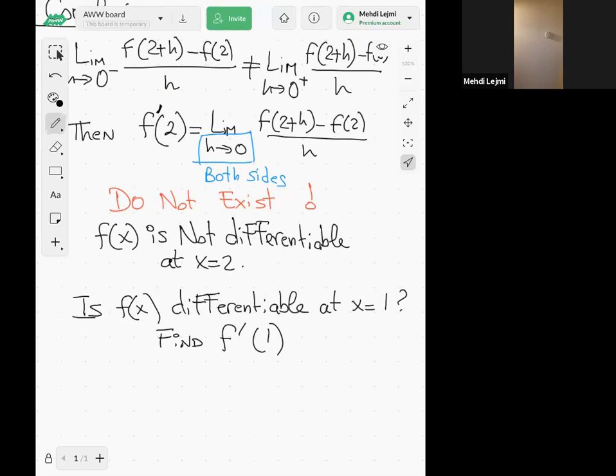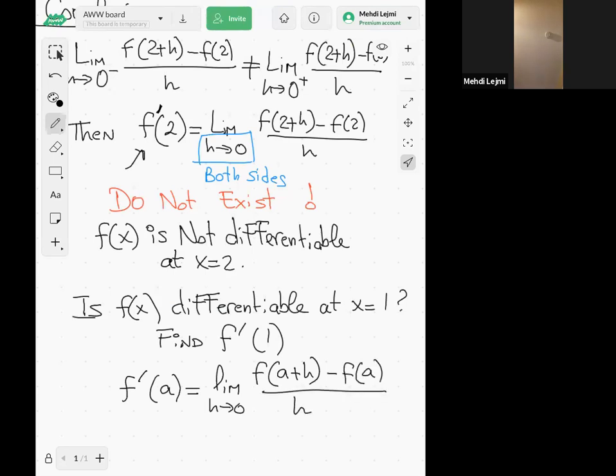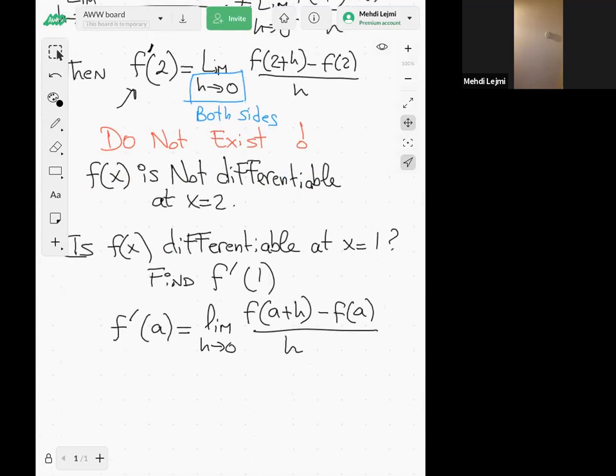So in f prime of 2, we had to compute the limit from the left and the limit from the right, okay? Now, what about f prime of 1? Let me write down the definition of f prime of 1. Again, the general definition: f prime of a is the limit h going to 0 of f of a plus h minus f of a over h, right? So your a is 1, f prime of 1 will be the limit h going to 0 of f of 1 plus h minus f of 1 over h.